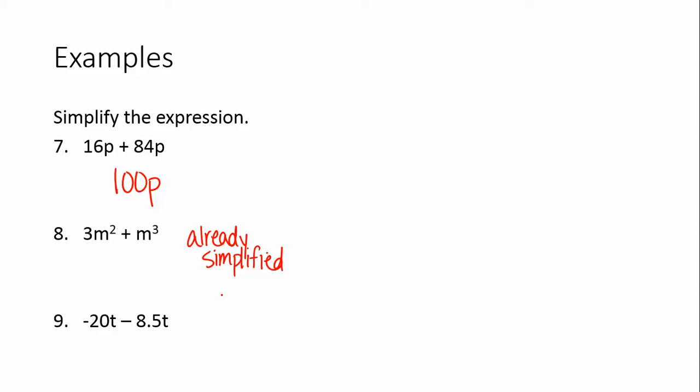In the last example, we have a negative 20t plus a negative 8.5t. These terms both have t to the first power, so we can combine them. So we simply want to add the coefficients. We have a negative 20 and a negative 8.5. So we're actually going to add those two numbers because they're both negative to get 28.5t. And then remember that since they are both negative, our answer takes that same sign.